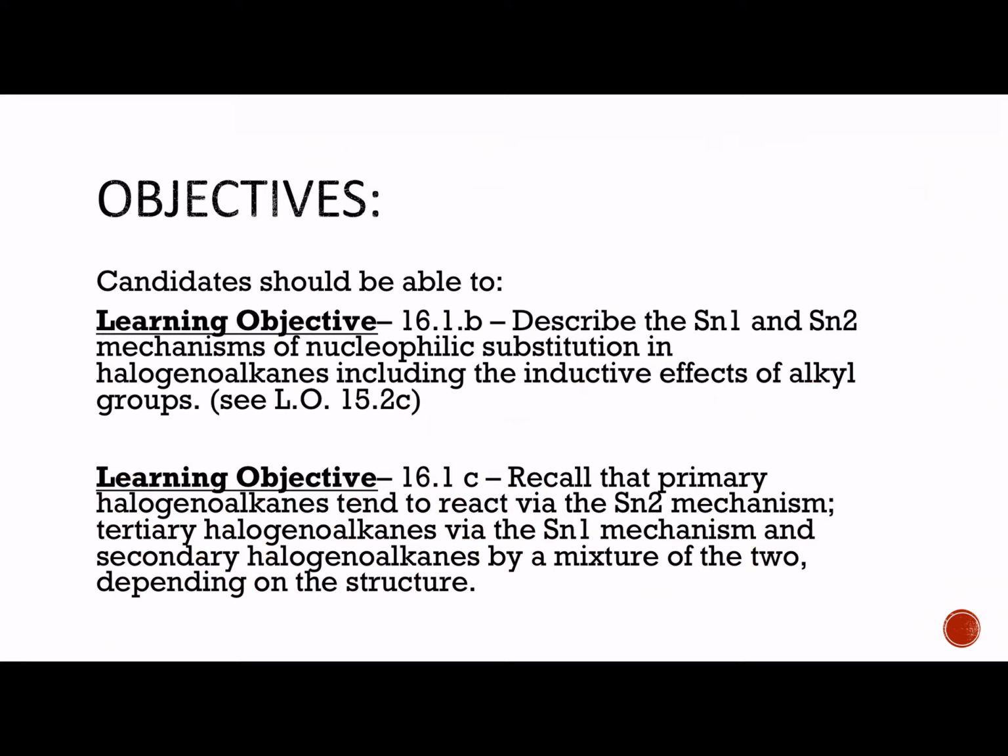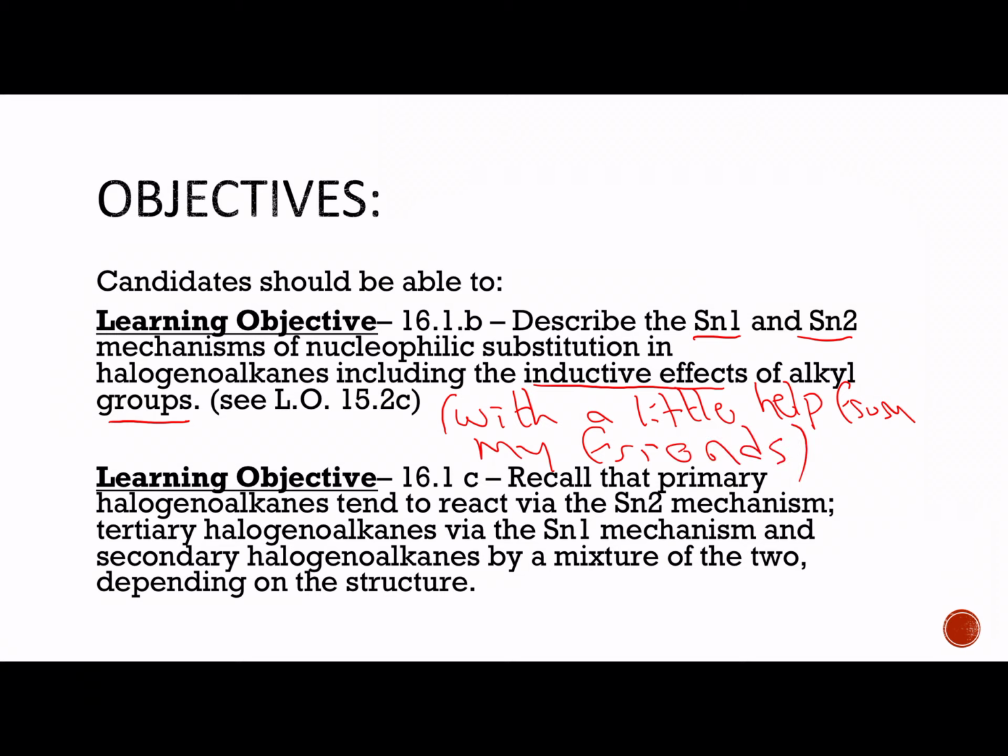It says candidates should be able to describe the SN1 and SN2 mechanisms of nucleophilic substitution, including the inductive effects of alkyl groups. I always think of inductive effects as "with a little help from my friends," friends being the carbons that are around. And the learning objective 16.1c is to recall that primary halogen alkanes tend to react via the SN2 mechanism, tertiary halogen alkanes via the SN1 mechanism, and secondary halogen alkanes by a mixture of the two.